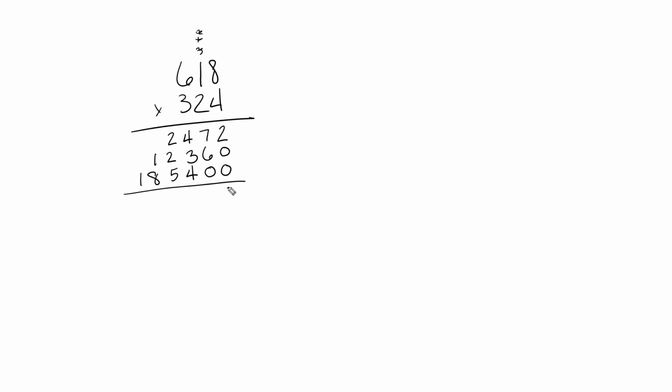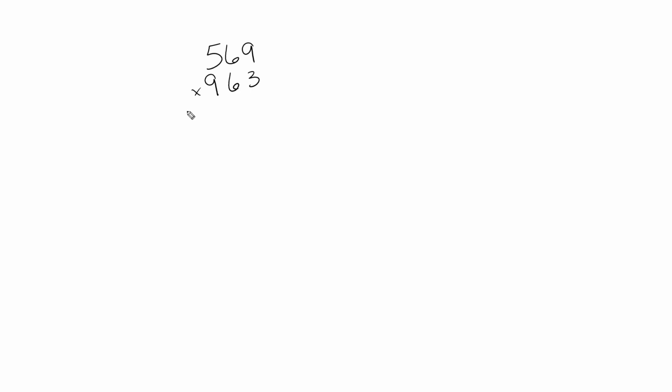All that's left now is adding the products together. 2 plus 0 is 2. 7 plus 6 is 13, and we carry the 1. 1 plus 4 plus 3 plus 4 equals 5, 8, 12, so we write the 2 and carry the 1. 1 plus 2 plus 2 plus 5 equals 1, 3, 5, 10. Write the 0 and carry the 1. 1 plus 1 plus 8 equals 10. Write the 0 and carry the 1. 1 plus 1 equals 2. 618 times 324 equals 200,232. We'll try one more together.